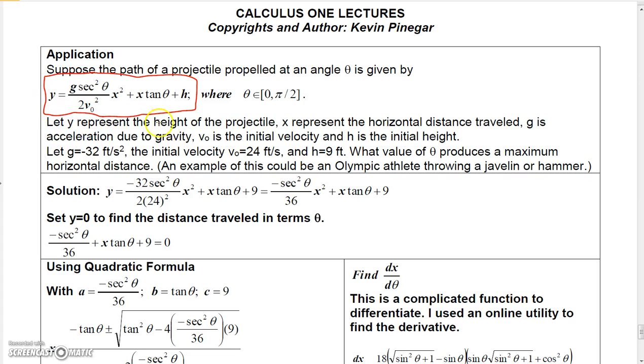Y actually represents the height of the projectile. X represents the horizontal distance traveled. G is the acceleration due to gravity. V naught is the initial velocity, and H is the initial height.